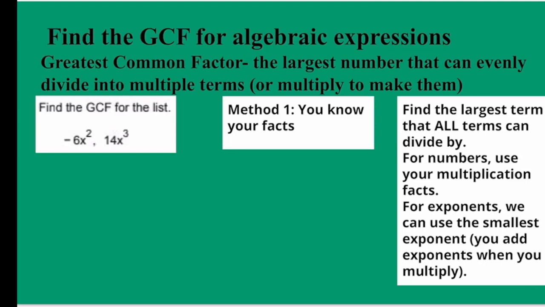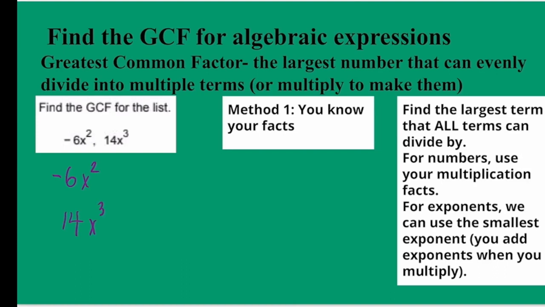For numbers, you use your multiplication facts. For exponents, you can use the smallest exponent that they give you. So the question says, find the GCF for the list, and we have two terms, -6x squared and 14x to the third. So these are our two terms, and we have to find the largest number that can divide.